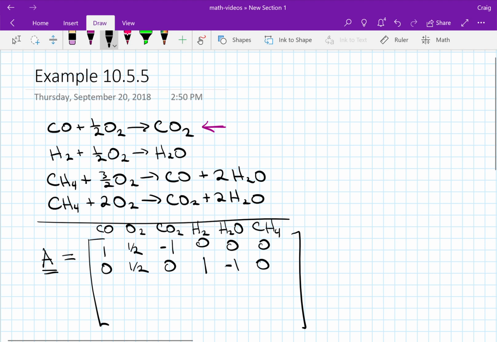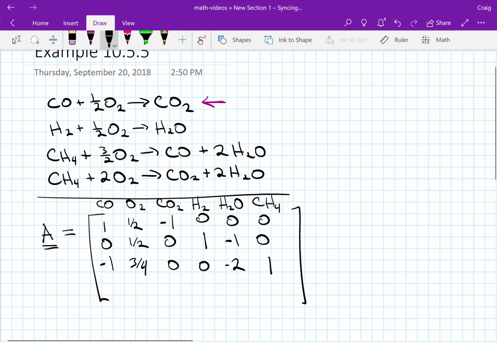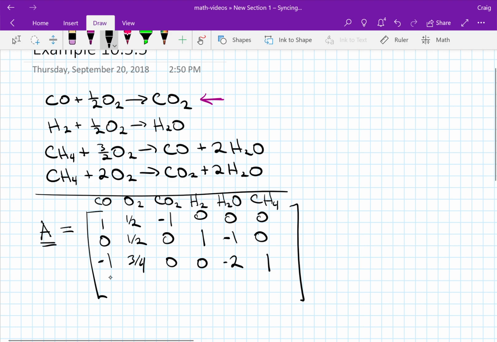In the next reaction, I have methane and oxygen become carbon monoxide and water, and no carbon dioxide or hydrogen in that reaction. And then finally, I have methane and oxygen becoming carbon dioxide and water with no hydrogen or carbon monoxide. So we would like to try to understand if this set of 4 mass balance conditions is independent, or is one of them possibly a combination of the others.